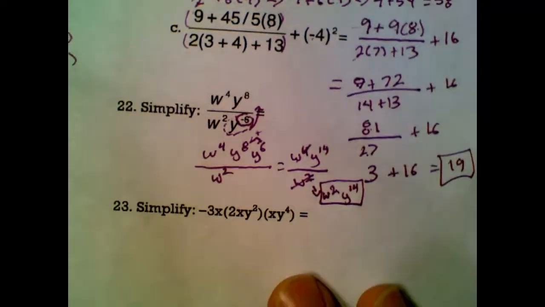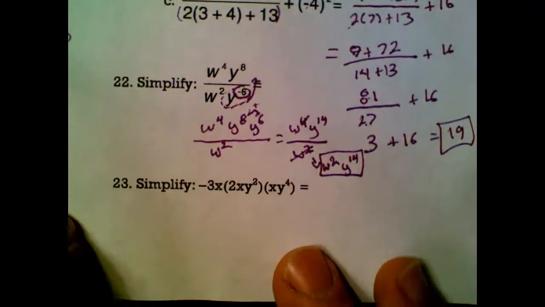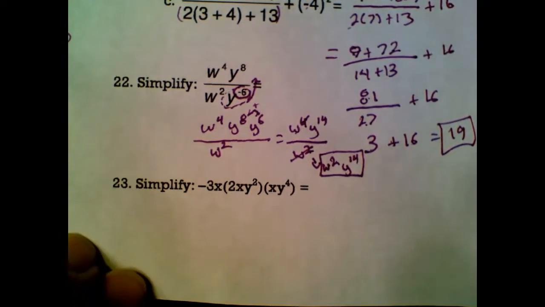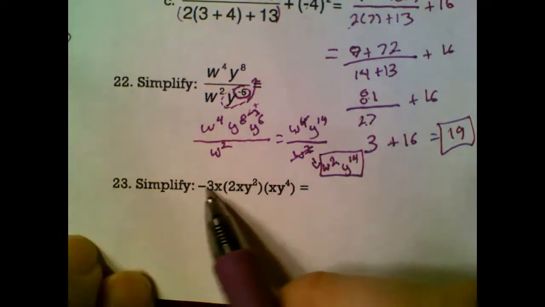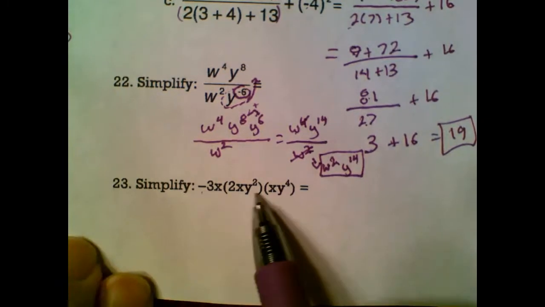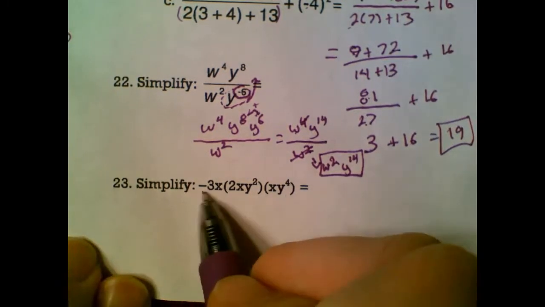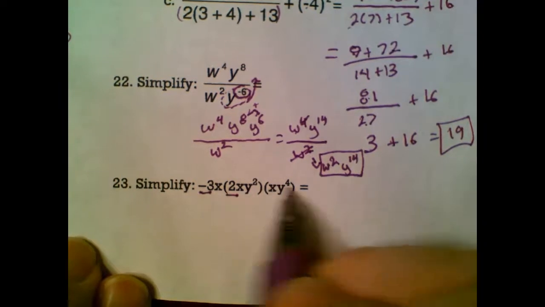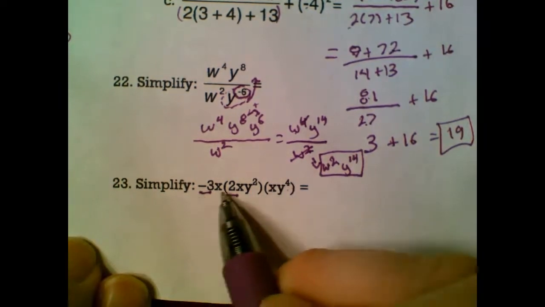Okay, moving on to number 23. It says to simplify this expression right here. So let's start by, let's see, we just got a bunch of things going on here. I got this negative 3. Are there any other bases? Well, yeah, there is. There's this and this. So what's negative 3? Everything's being multiplied here, right? So it's negative 3 times 2.